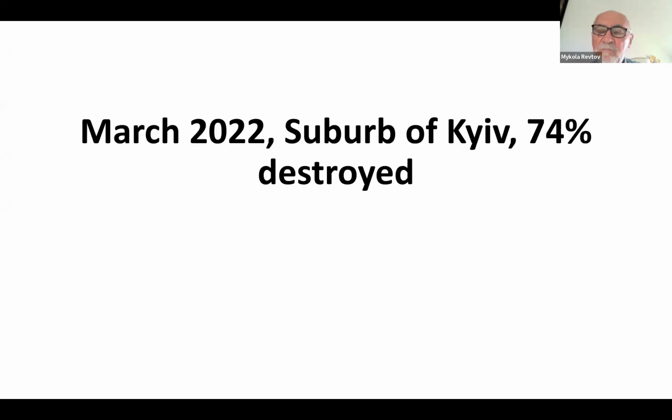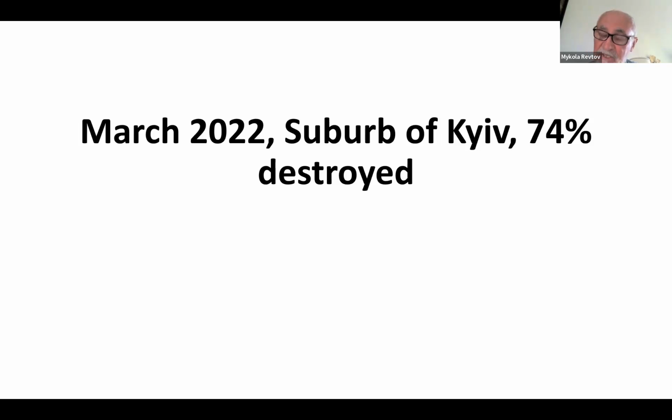2022. Suburb of Kiev. We lived in a suburb of Kiev, north of Kiev, the city of Irpin. The war started on the 24th of February last year. On the 26th of February, Russian troops came to our city, and for 12 days, my wife and I were in the midst of the war. But praise the Lord, at the last moment, people helped us to be evacuated.